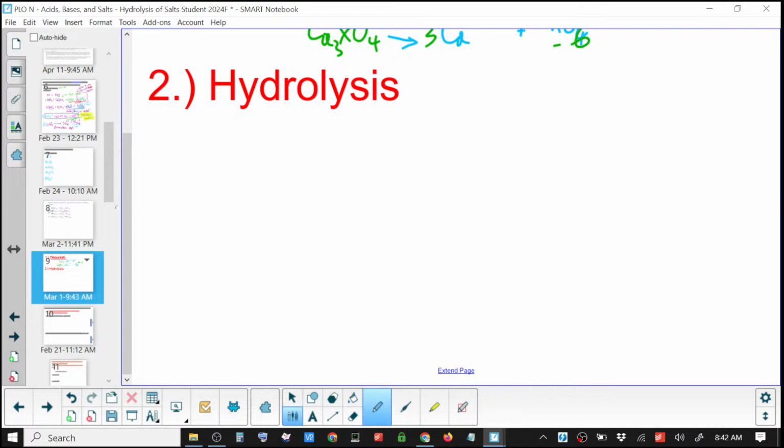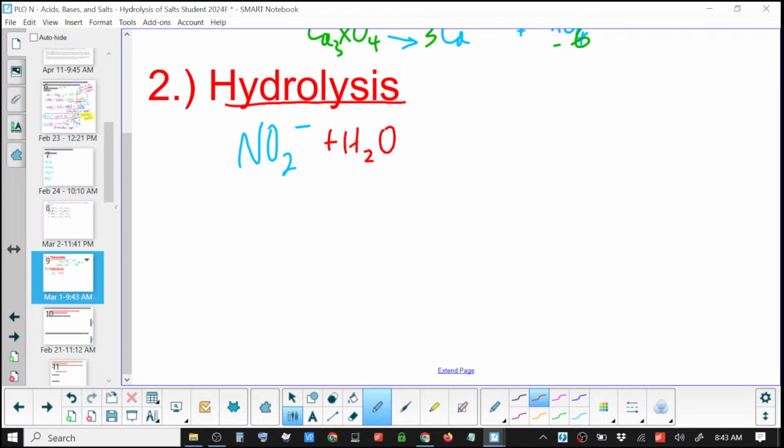So hydrolysis is something like, you have NO2 minus, and you undergo a hydrolysis. The hydrolysis part is you react it with water, hydro, and then the water splits. Half the water goes here, and the other half of the water goes here.